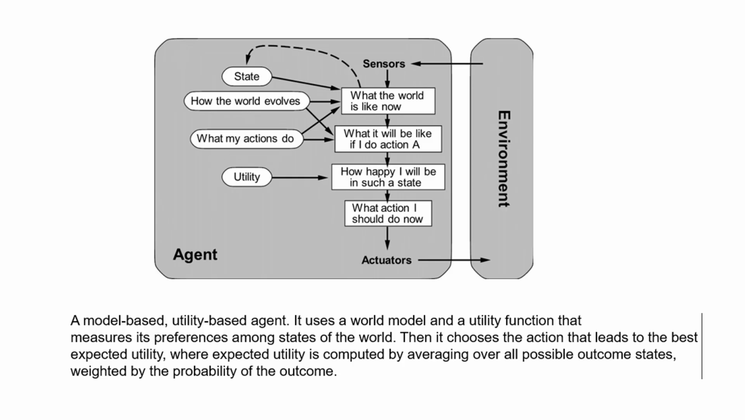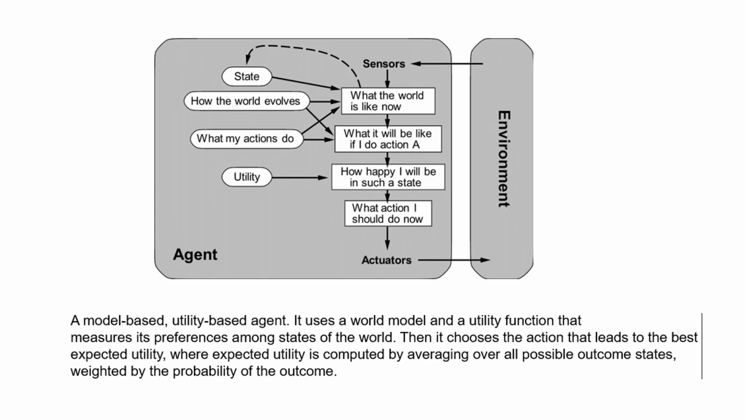Then what do my actions do? That describes how the agent's actions affect the world. For example, accelerating increases speed, and turning, that means the car turns, changes the direction. Next is prediction. What will it be like if I do action A? So the agent simulates future states. For each possible action, it predicts what the resulting state will be. For example, if I take route A, I will reach in 30 minutes. If I take route B, I will reach in 40 minutes.